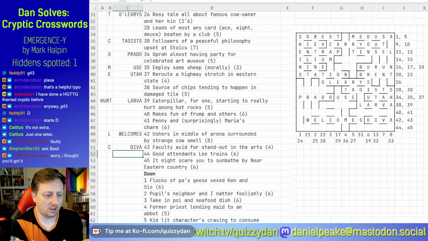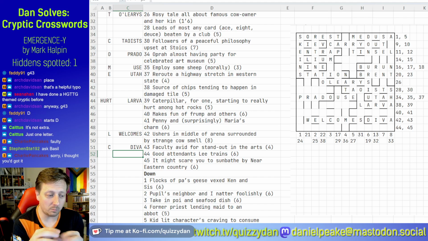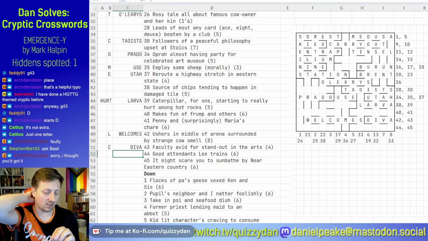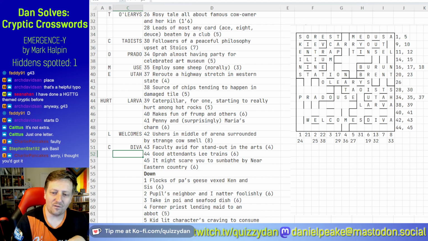Good is G. It could be goo, I guess. Attendance, Lee Trains. Is it hidden in there? I don't know why train would be an insertion indicator or a hidden indicator. I don't think it would be. Going to come back to that.